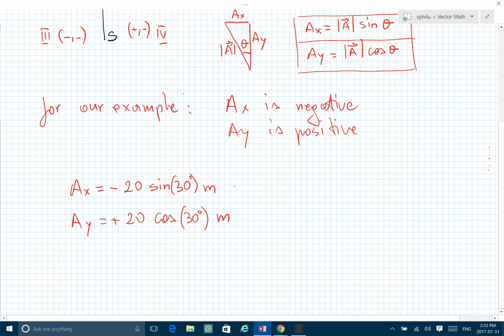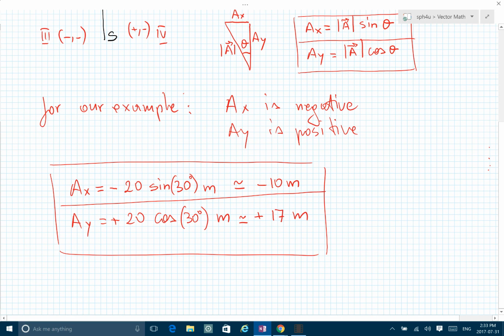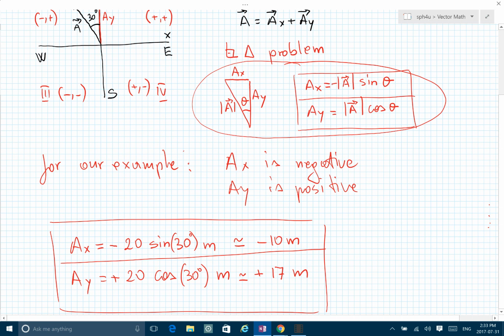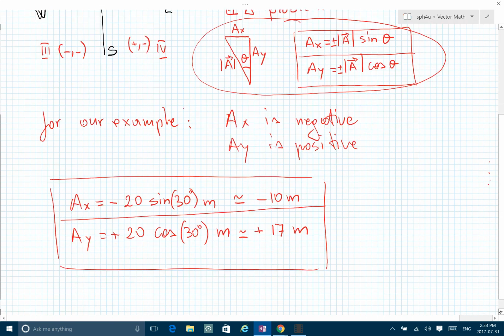All right, this happens to be roughly negative 10 meters, and this is 20 times the square root of 3 over 2, roughly 17 meters. And that's how you find the components for a given vector. All right, this is the general approach. And to be fair, I'm going to put here that these are plus or minus depending on which quadrant the vector will land on.